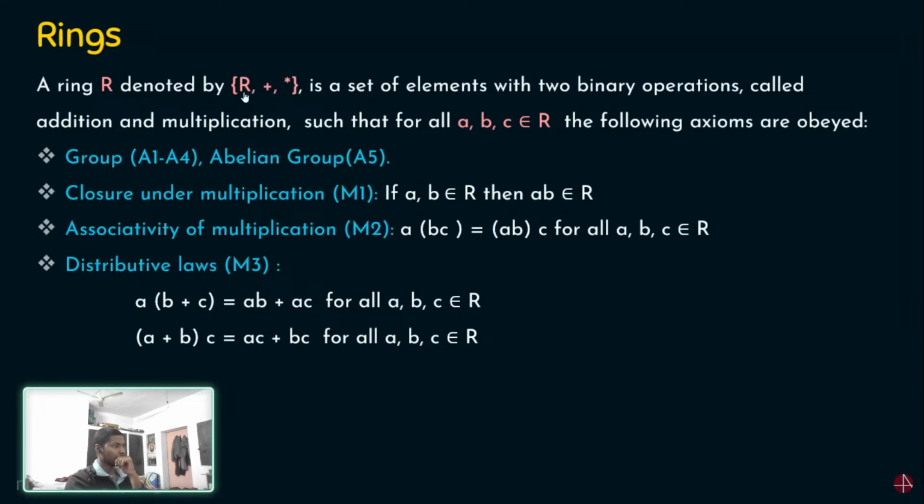Simply, a ring R, denoted by R, plus, star, is said to be a ring if it is already a group, that means A1 to A4 are satisfied, it is already an abelian group, A5 is also satisfied, and then M1, M2 and M3 are also satisfied.